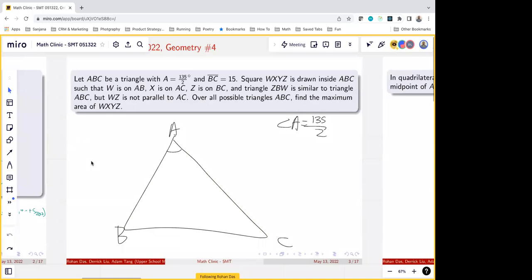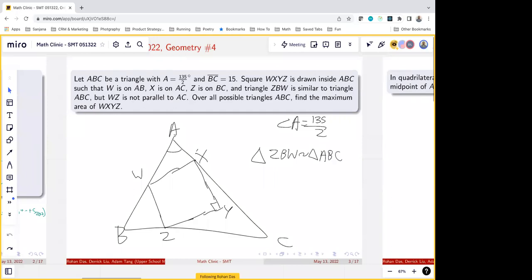And we have the square, which is inscribed in the triangle, and point W is on AB, X is on AC, Y does not have to be on any side, and Z is on BC. And what we are given, other than the definition of the square, is that triangle ZBW is similar to triangle ABC.